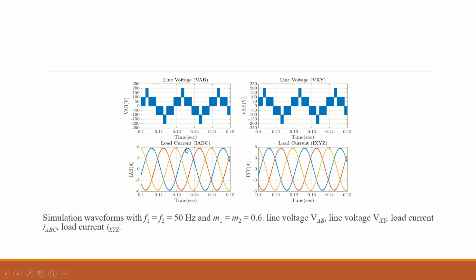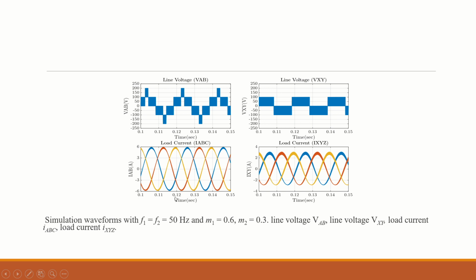And here the frequency is the same, f1 and f2 equal to 50 Hz, but m1 and m2 equal to 0.6. When compared to the previous diagram, here the modulation index is 0.6, meaning the level of the modulation index is reduced. When the level of modulation is decreased, then the magnitude and current also decrease. And these are the voltages, the upper ones, and the lower ones are the currents.